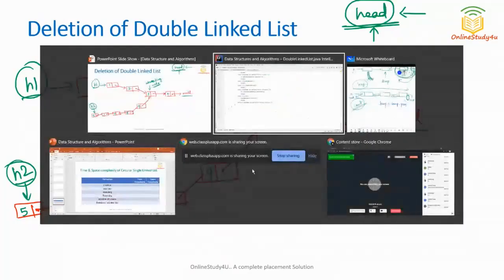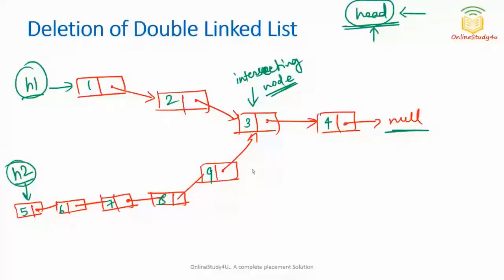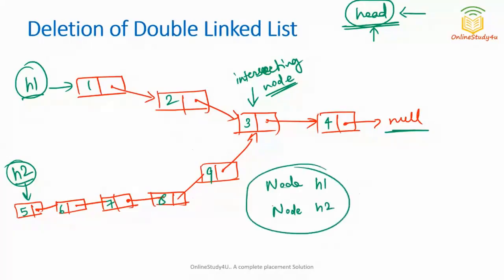Are you getting the question? If you are not getting the question, just tell me, I will repeat it for you. Give me yes or no at least. Repeat: you are given two linked lists, that is, two heads, node head 1 and node head 2, and you have to find the intersecting node of these two linked lists.